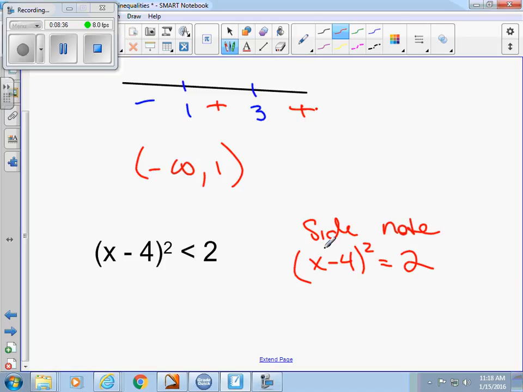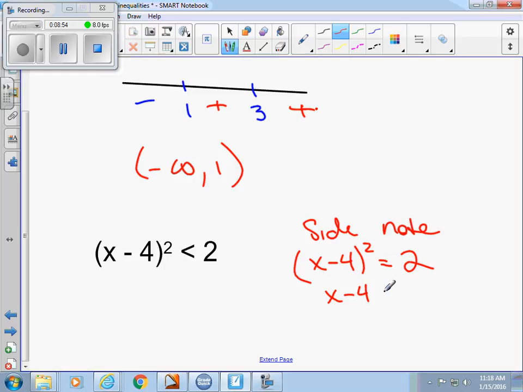So, step 1, solve the equation for x. What you're finding is zeros and undefined points. Try to find any zeros, any undefined points. You can solve before you get 0 on one side. Eventually, you will have to get 0 on one side. So I'm going to side note and solve.